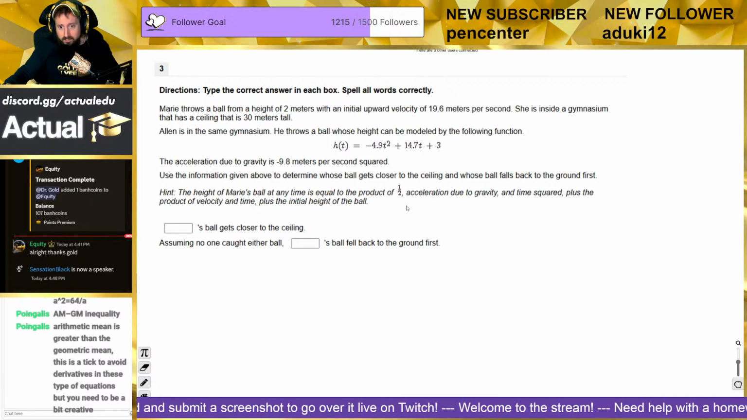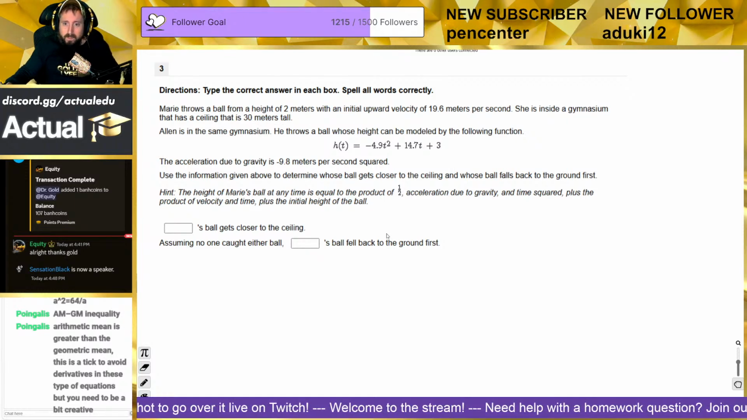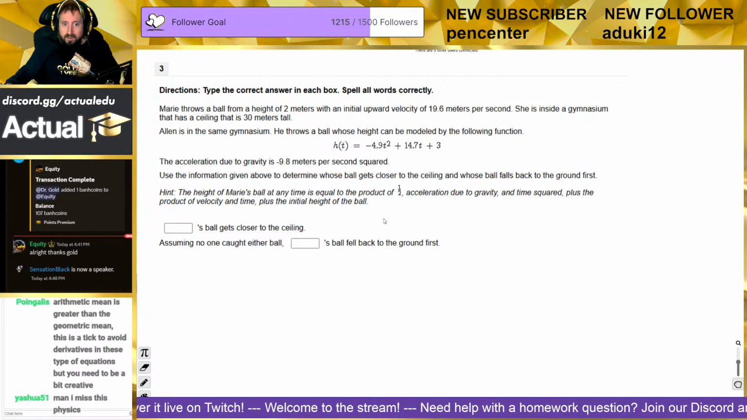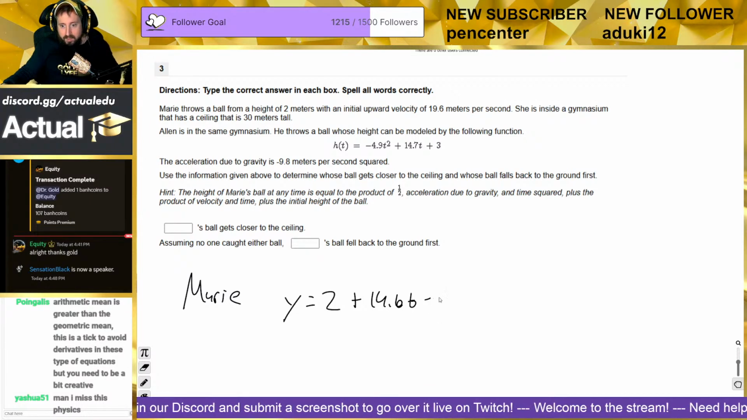Hint, okay, yeah. They're just like, SUVAT. Yeah, I miss physics. This is cool. Okay, so let's say for Marie. So Marie has her equation as being y is equal to the initial height, which is 2, plus 19.6t, and then that's going to be minus 4.9t squared.